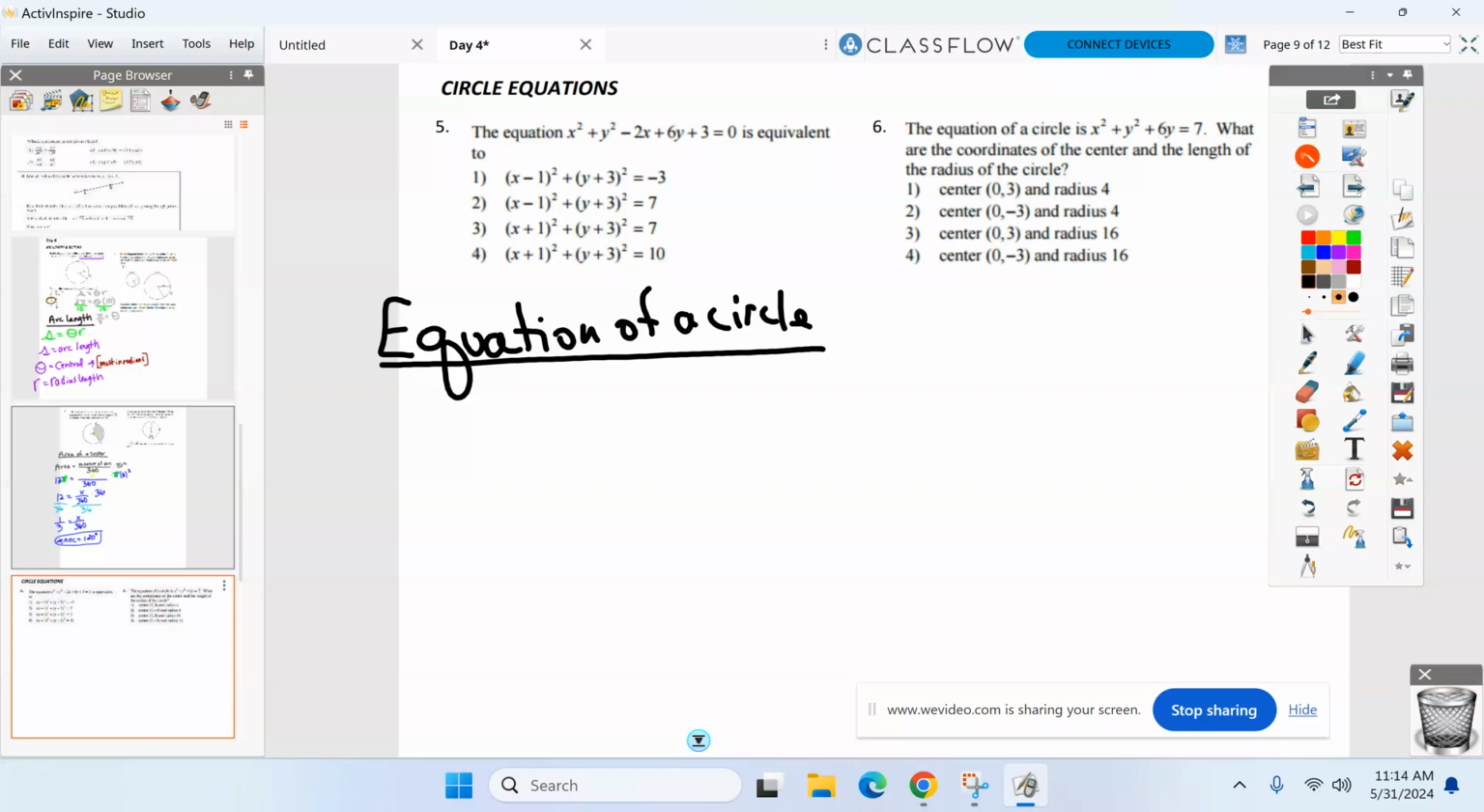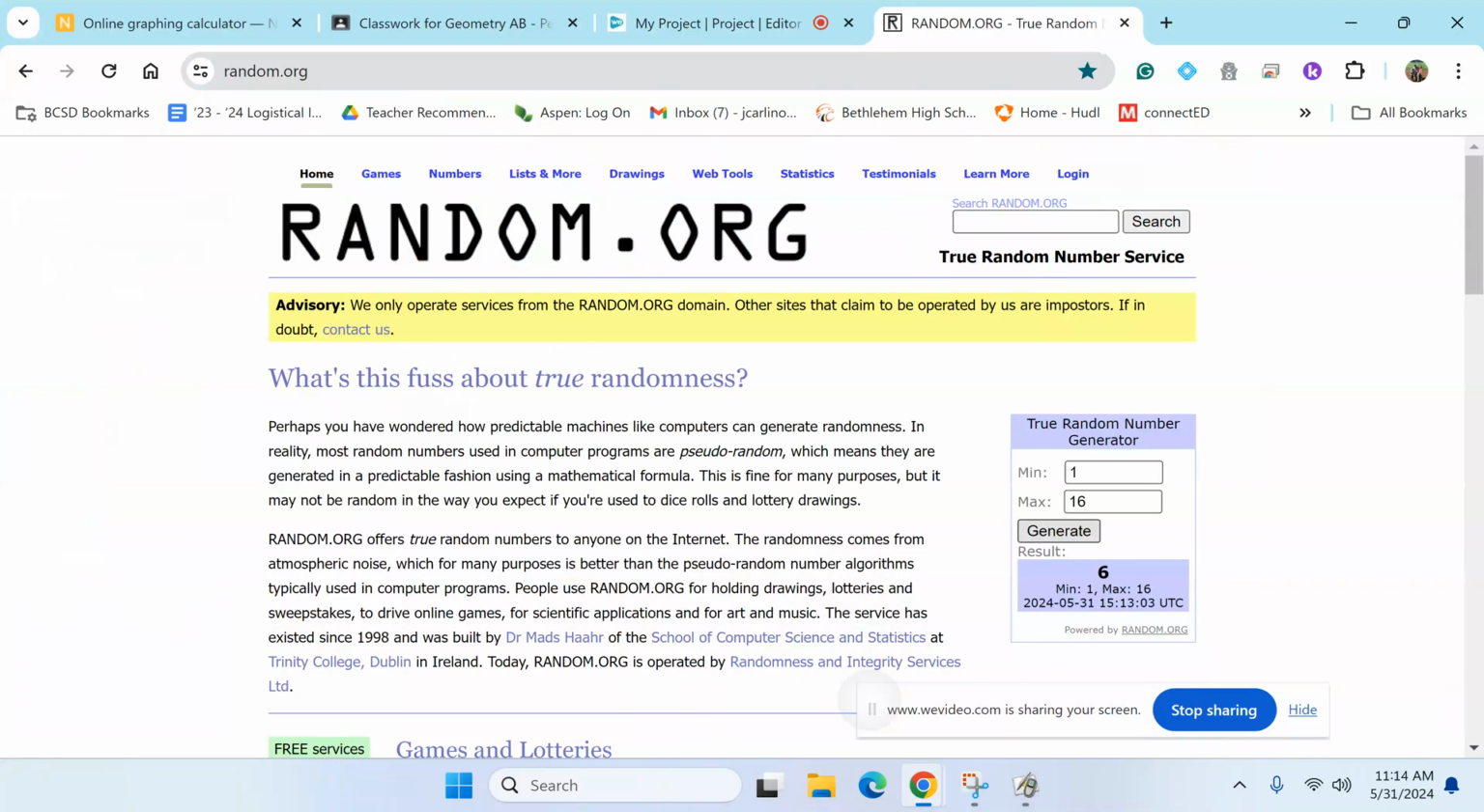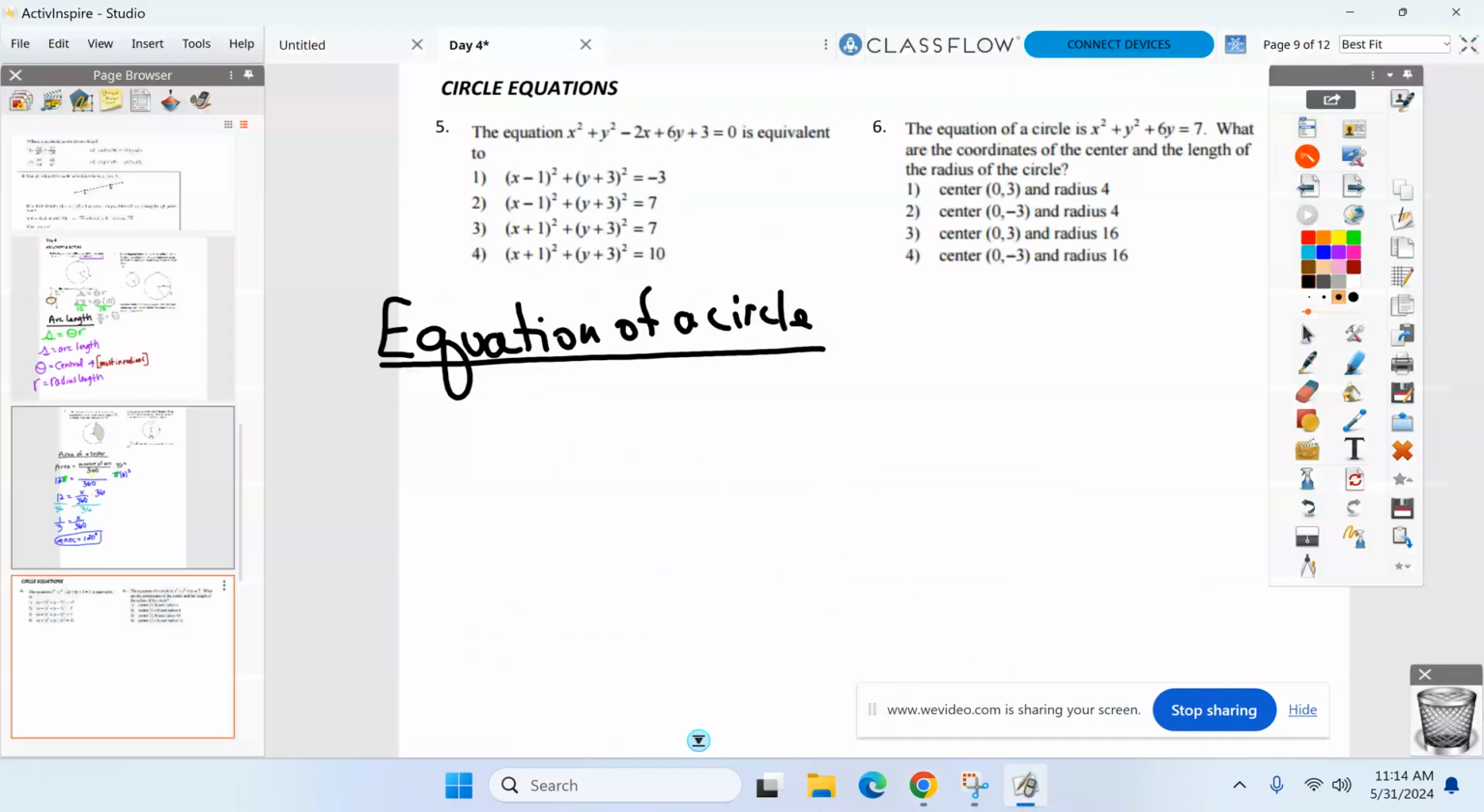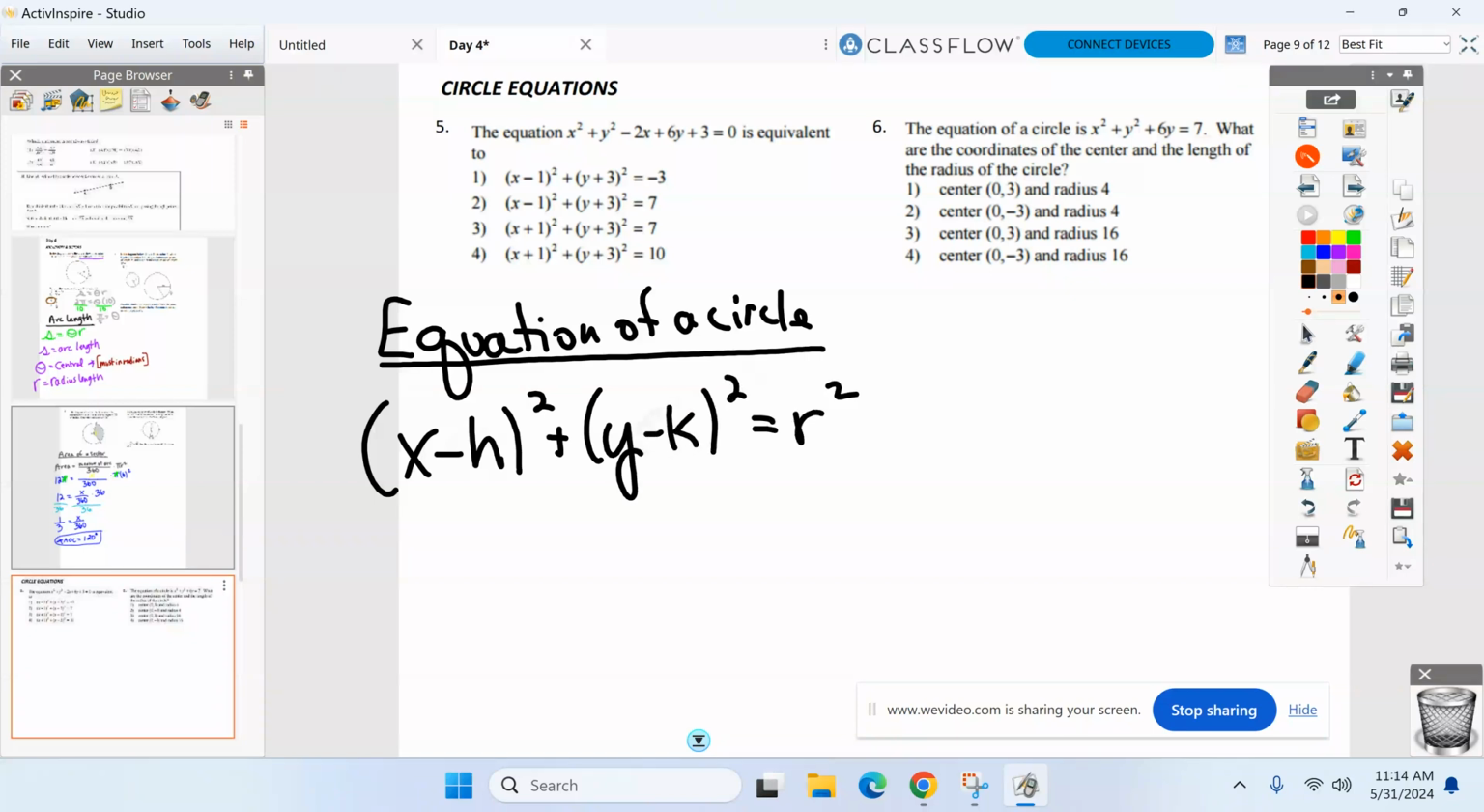All right, here's the equation of the circle. Also, conveniently located on your formula sheet. Circle equation. Here it is: (x minus h) squared plus (y minus k) squared equals r squared. That's called the center radius form. It can come in another form, as you see on number 5, but that's called the center radius form.